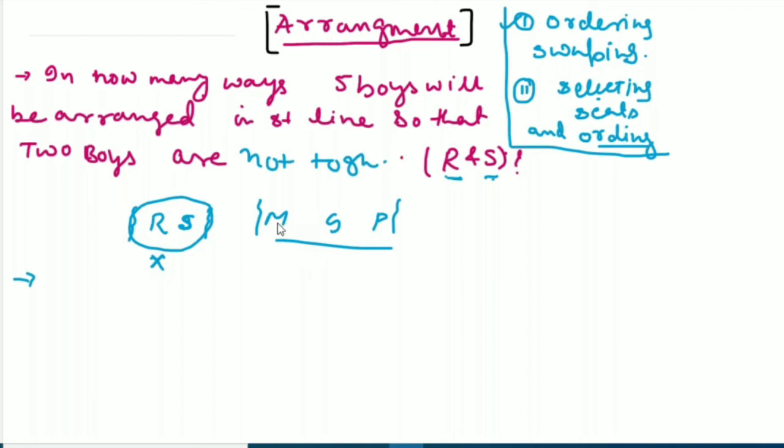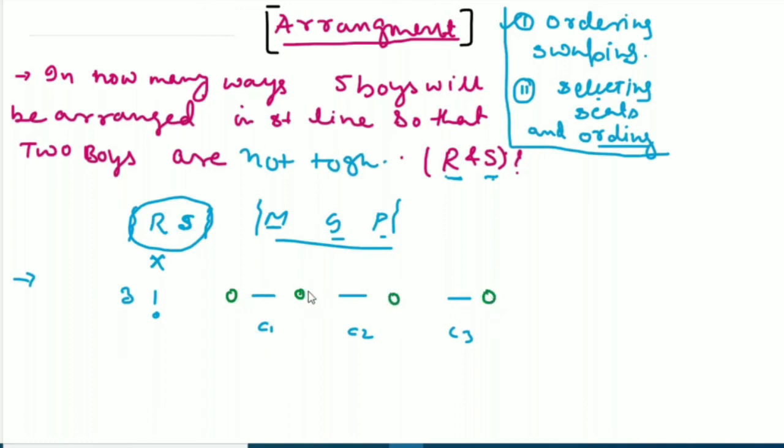We are left with M, G, P, 3 things. So 3 things will be arranged in 3 factorial. Now, whenever we arrange 3 things on a straight line, let's say I have chair number 1, chair number 2, chair number 3. There are 3 chairs here. Can I say that Ram can come here, Syam can come here, or Ram can come here, Syam can go here also?